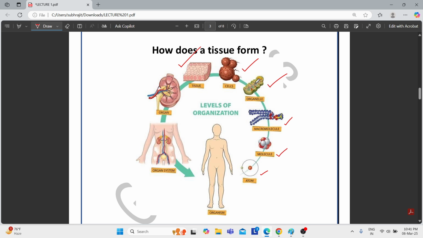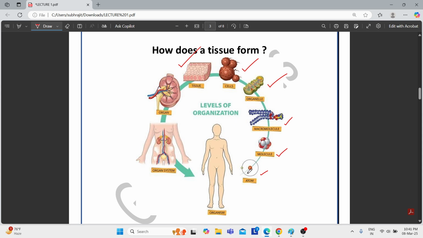An organelle, for example mitochondria, also has a membrane. This membrane is also made up of phospholipid. Or we can say mitochondria consist of many proteins which are involved in our respiration, for example the electron transport chain. This electron transport chain is made up of what? It is made up of proteins, and proteins are made up of amino acids, and amino acids are made up of carbon, oxygen, hydrogen, nitrogen. These are nothing but atoms.